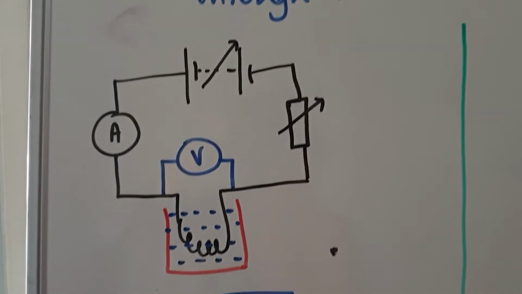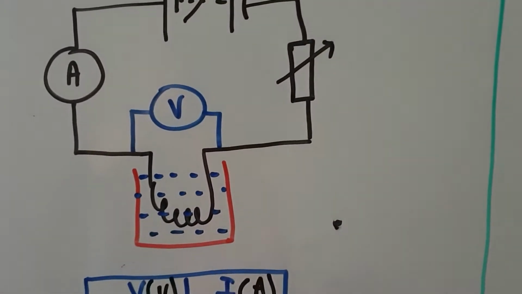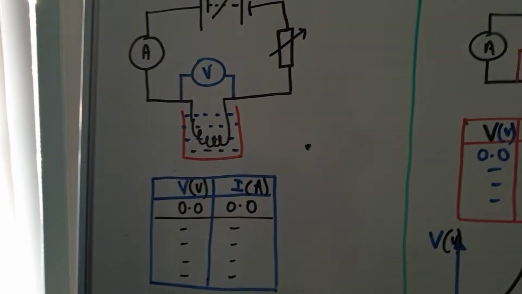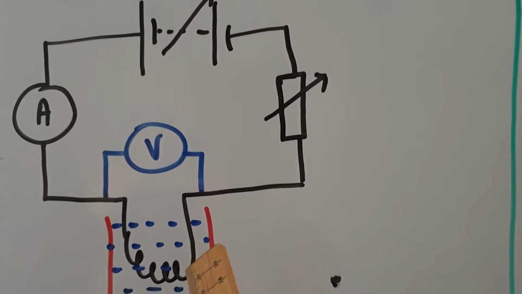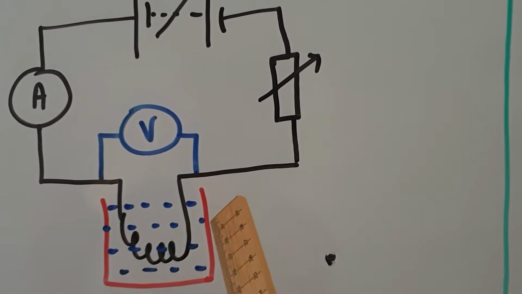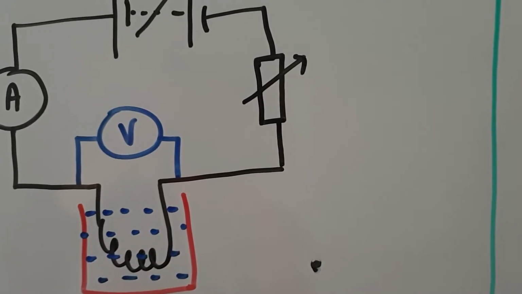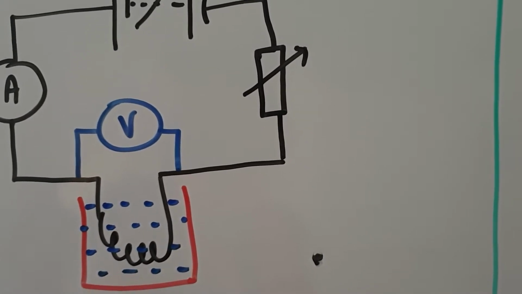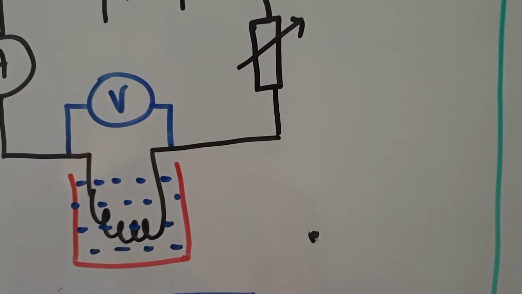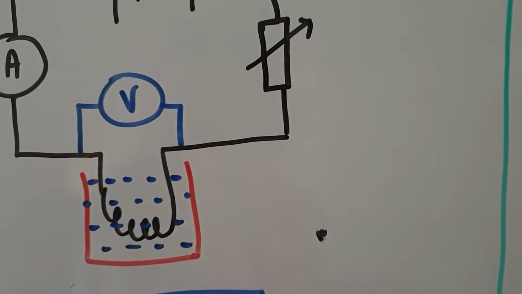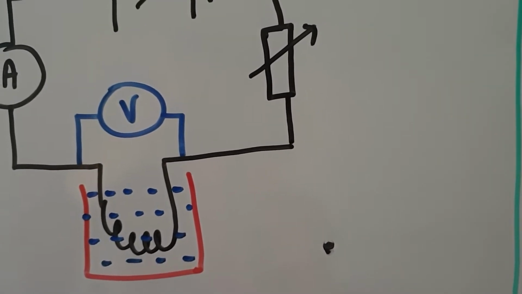So this is how we do the experiment in school. So we have a wire, a coil of wire, which we actually immerse in cold water. And the reason we immerse it in cold water is that when a current passes through a wire, the wire will get hot, and that's going to affect its resistance. So we want to keep the temperature of the wire the same.